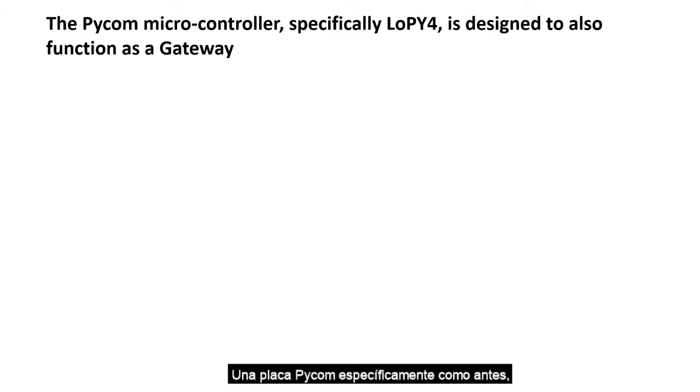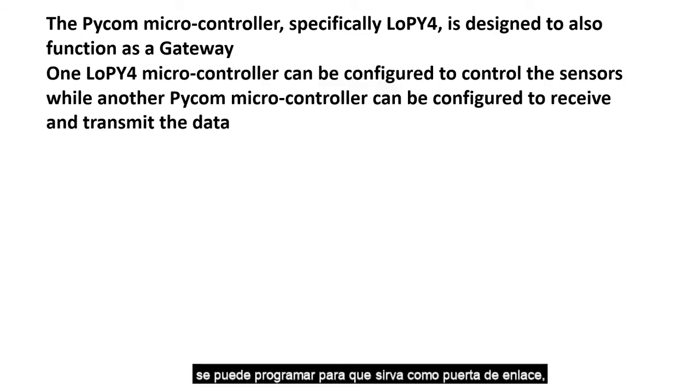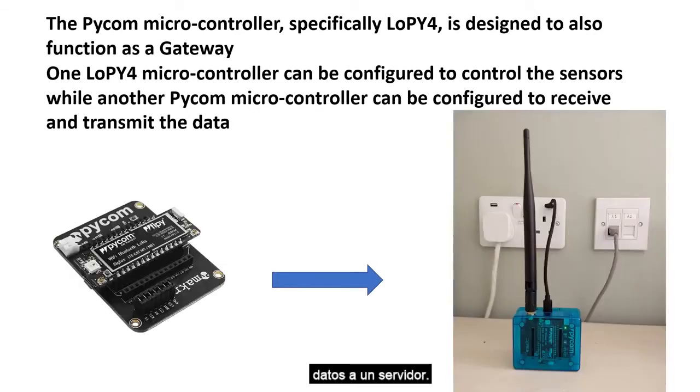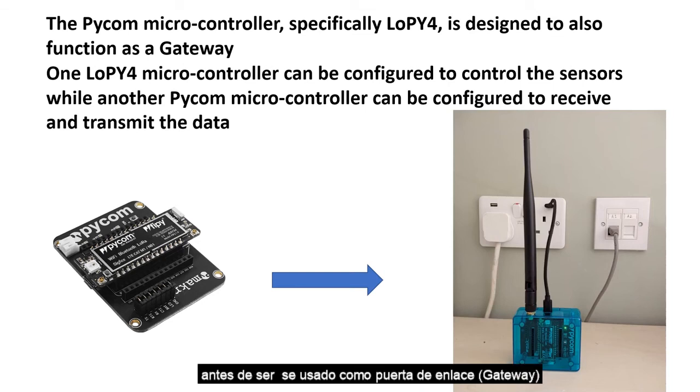A Pycom board, specifically LoPy4, can be programmed to serve as a gateway. Therefore, one LoPy4 may be configured to connect and manage the sensors, while a separate LoPy4 board is also configured to receive data through LoRa network from the first LoPy4 board, then use Wi-Fi with internet to transmit data to a server. In this image, we see an example of a LoPy4 being used as a gateway, and that is what we will do later in this course.